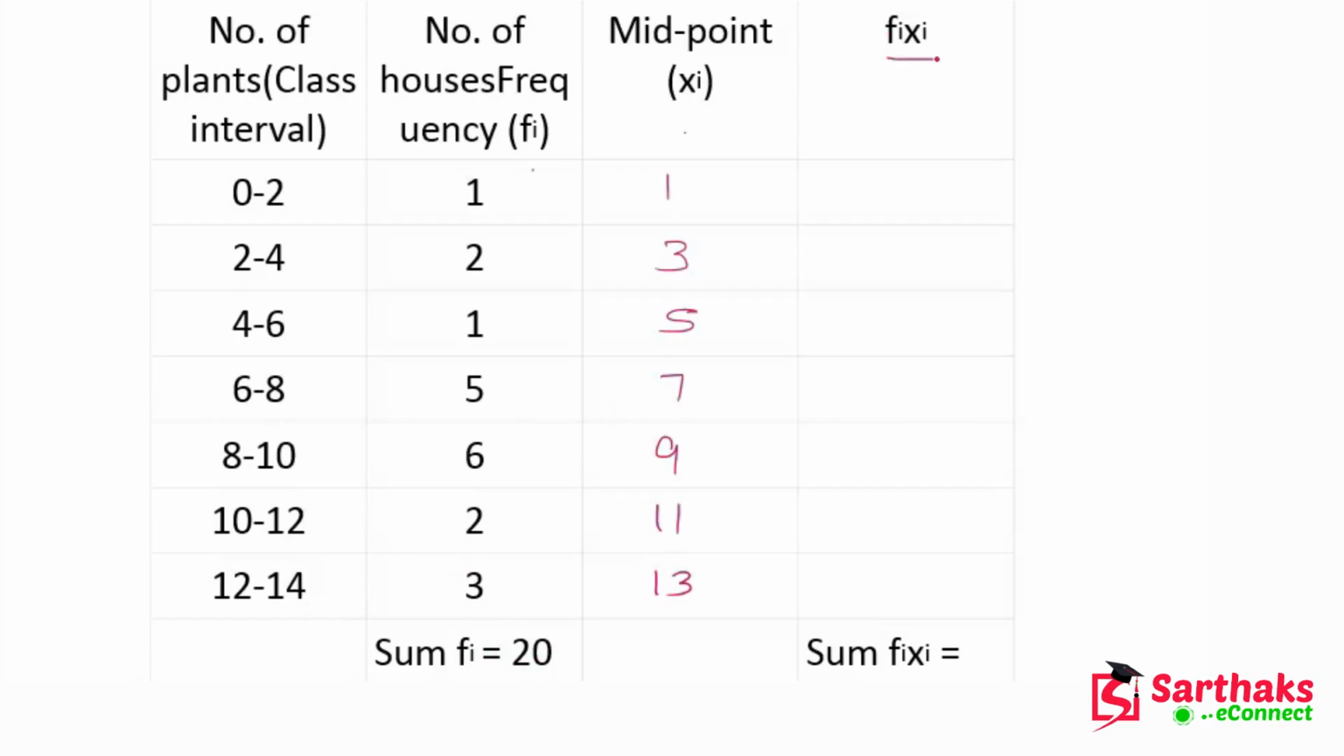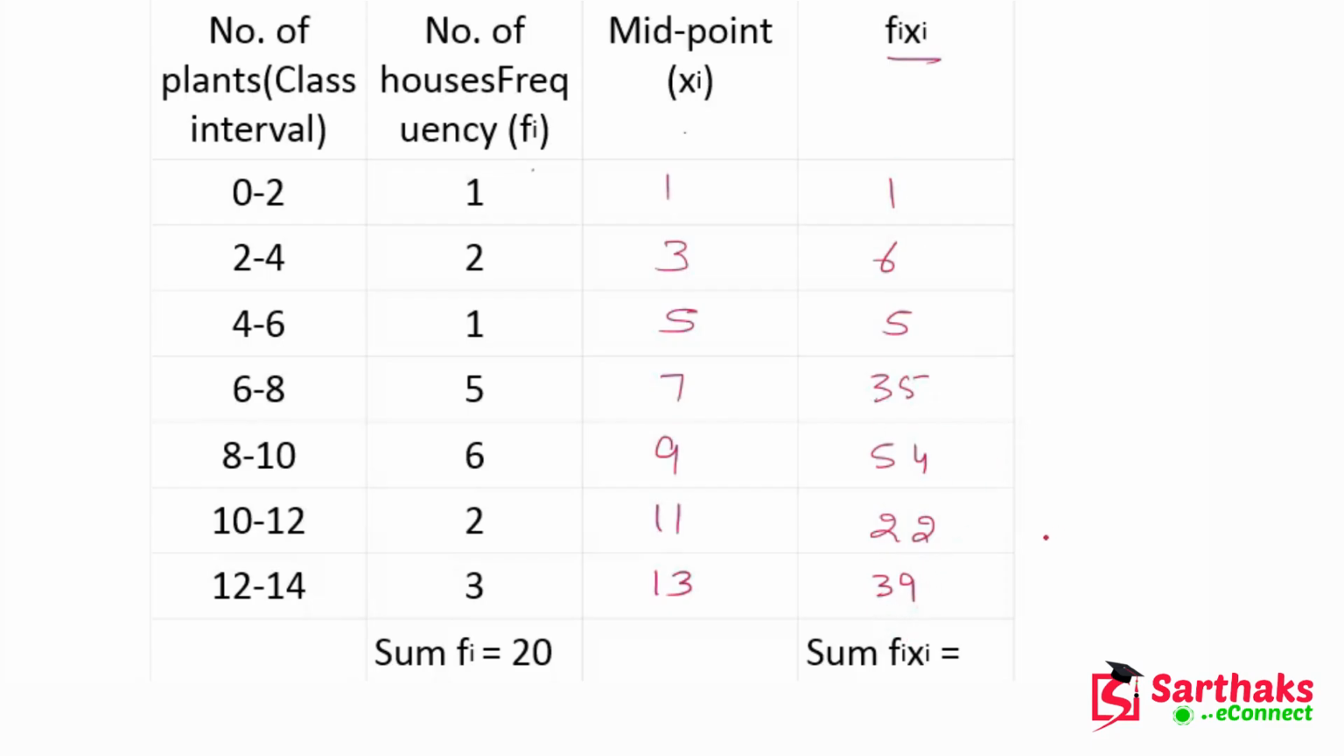Now we have to find fi xi, that is f1 into x1, f2 into x2, f3 into x3, like this. So 1 into 1, we get 1. 2 into 3, 6. 5 into 1, 5. 7 into 5, 35. 6 into 9, 54. 11 into 2, 22. 13 into 3, 39. Now we have to find the summation of fi xi.